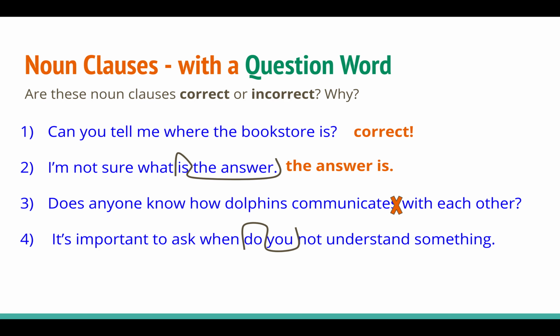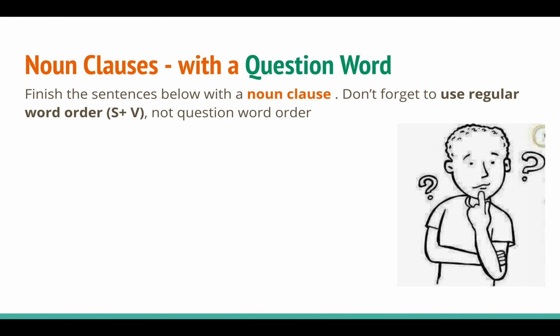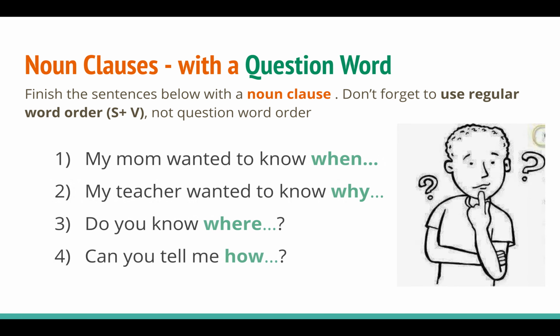Okay, so I hope that helped a little bit kind of understand these a little bit better and some of the common mistakes that students make. Let's do a little bit of practice, okay? Here, I'm going to give you some sentences, and just like we did in the last video, I'd like you to finish the sentences with a noun clause, okay? Don't forget to use regular word order, meaning a subject and a verb. Don't use question word order. Okay, again, you can pause the video while you do this. I'm going to give you some example answers right now.